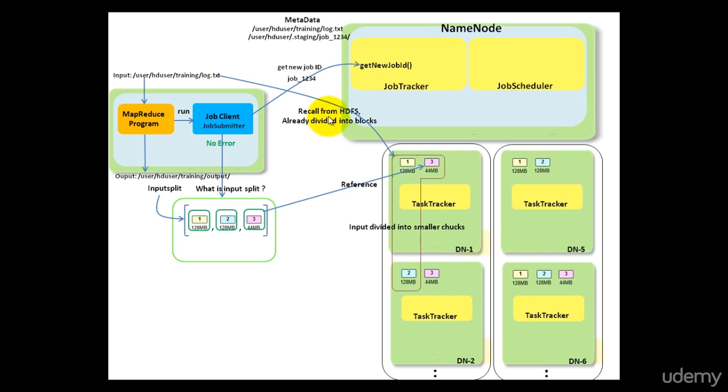If you recall the HDFS sessions, you will see that the log.txt file is divided into blocks and stored on the cluster. So input split is an array list that contains references to these blocks.